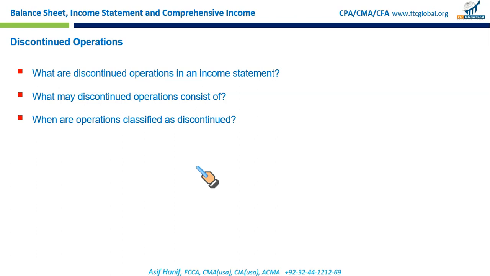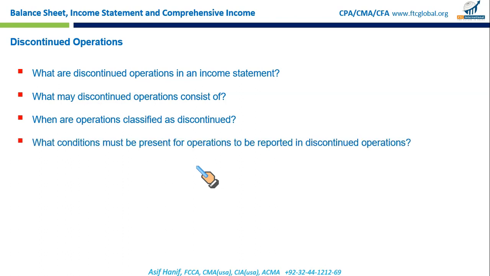And then it says, when are operations classified as discontinued? That's an interesting question. Normally, operations are classified as discontinued when a component or a group of components has been disposed, or maybe they are held for sale. Either they have been disposed or they are held for sale. Then it says what conditions must be present for operations to be reported in discontinued operations. Yes, there are certain conditions to be met.